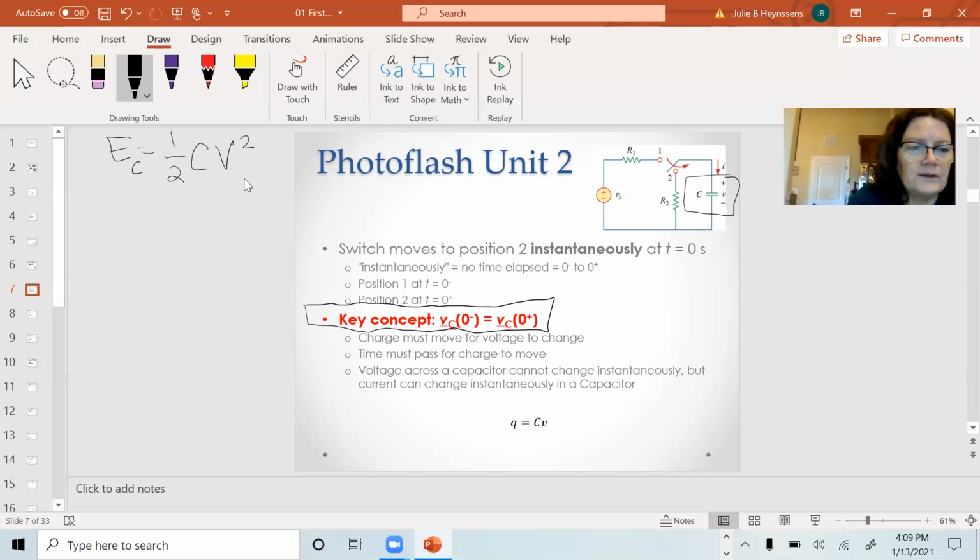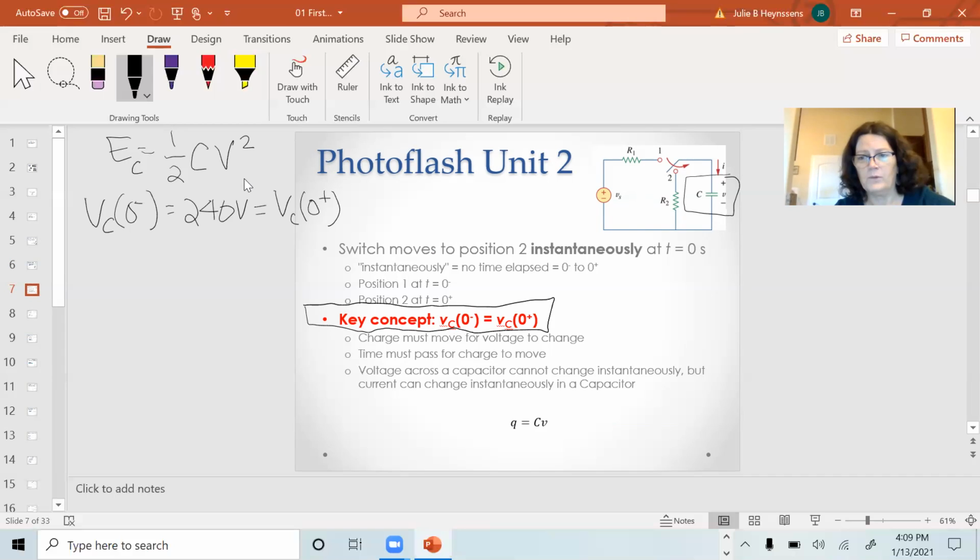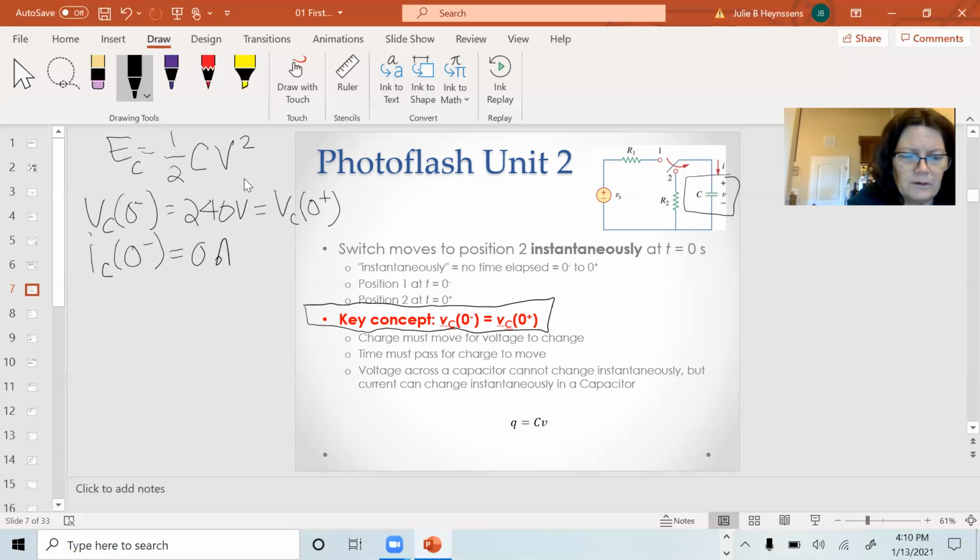We've already solved for VC of 0 minus. It is 240 volts. So we know VC of 0 plus. The current out of that capacitor can change instantaneously, and it will. Initially, when we looked at that, the capacitor was an open circuit, so the current through the capacitor at 0 minus was 0. Okay. Good thing to know to move on and to solve this circuit.